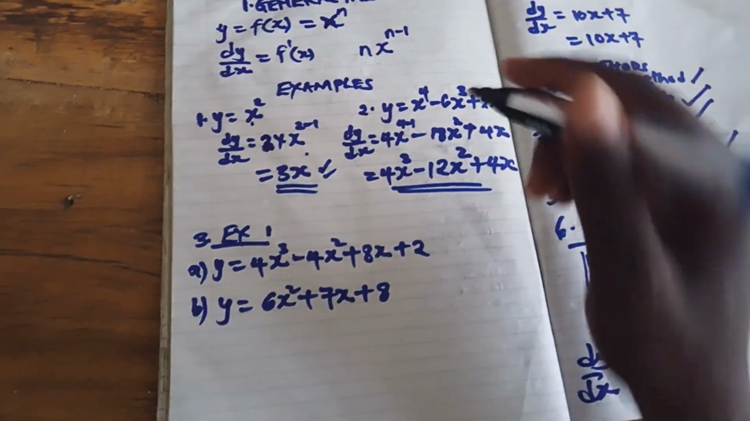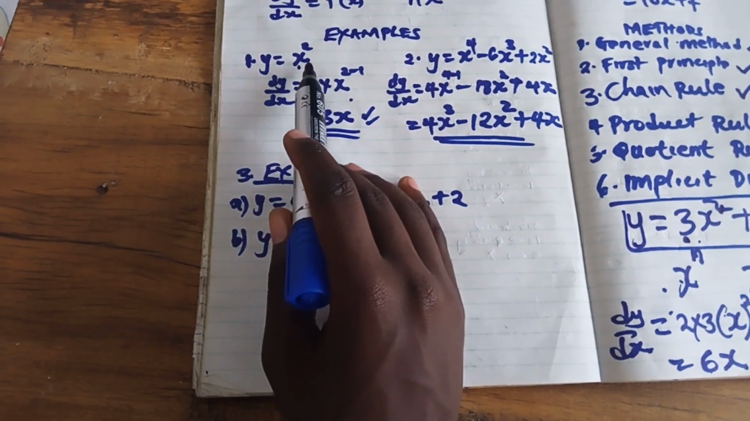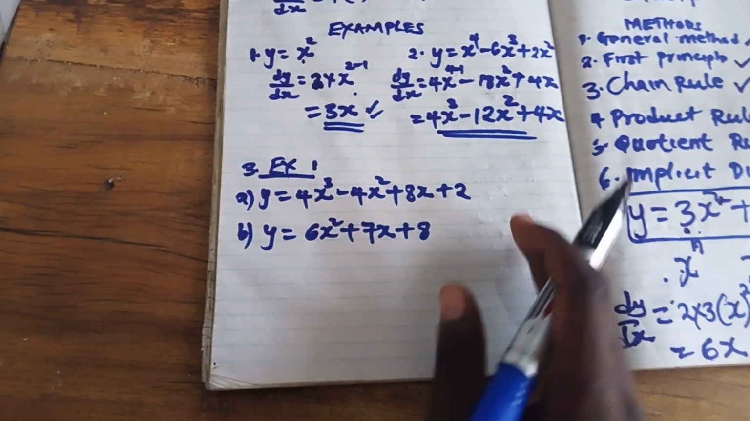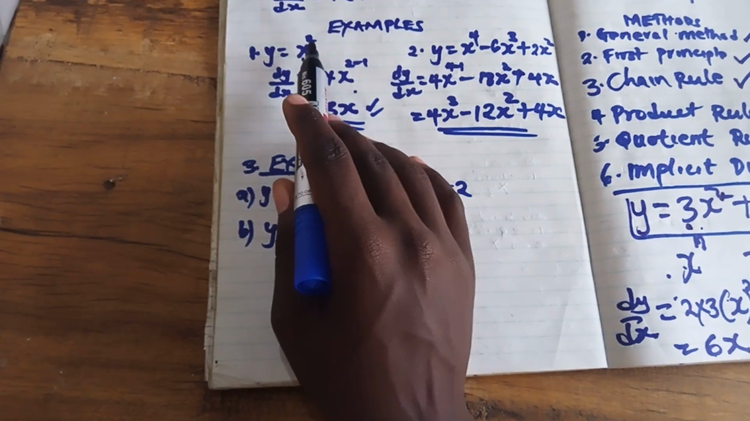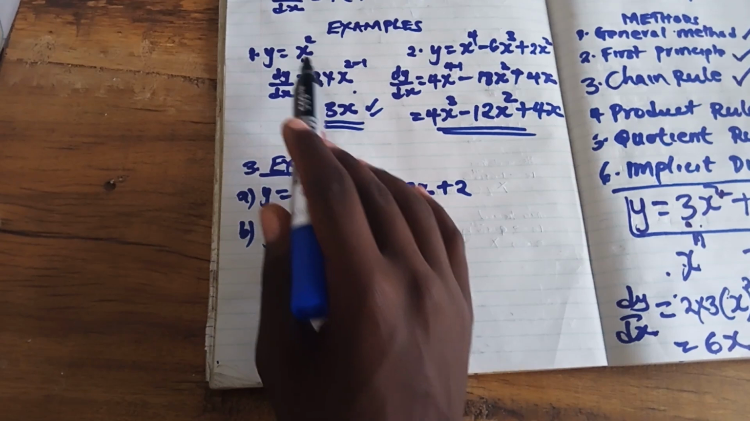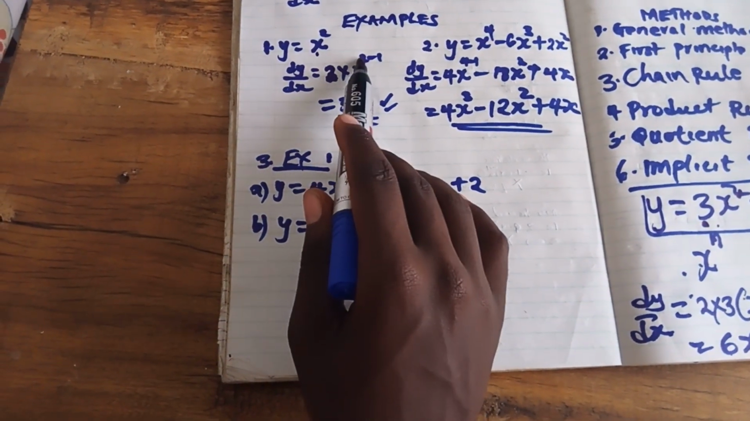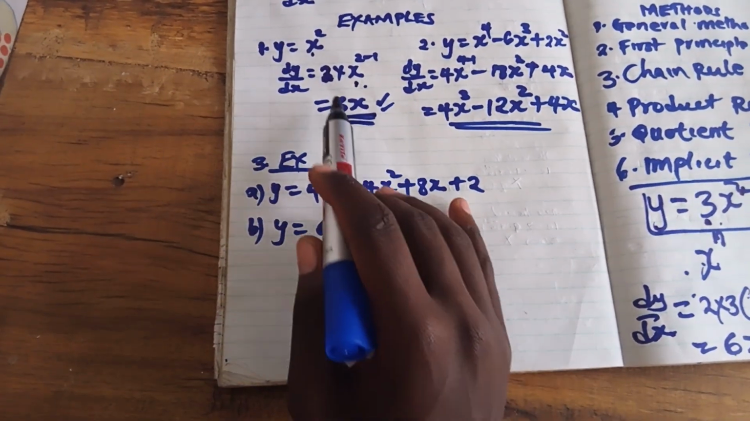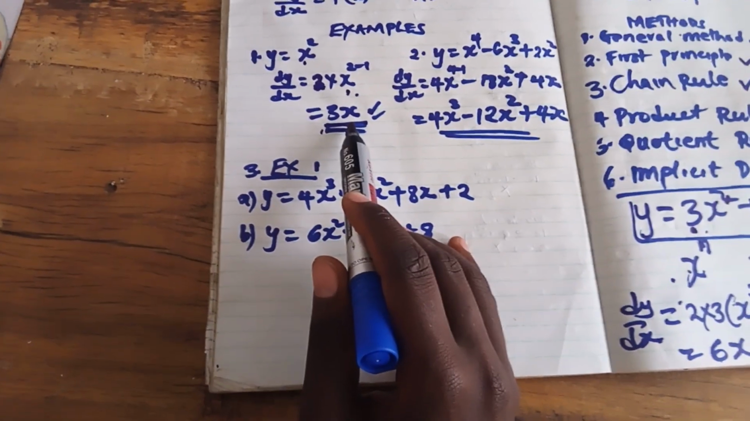Then example number 2, we have y equals to x squared. Then we have been asked to find dy dx using the general method of differentiation. Then we shall take the power, which is 2. Then we multiply by the function, which is x raised to power 2. Then we subtract 1 from the power. Then our final answer becomes 2x.